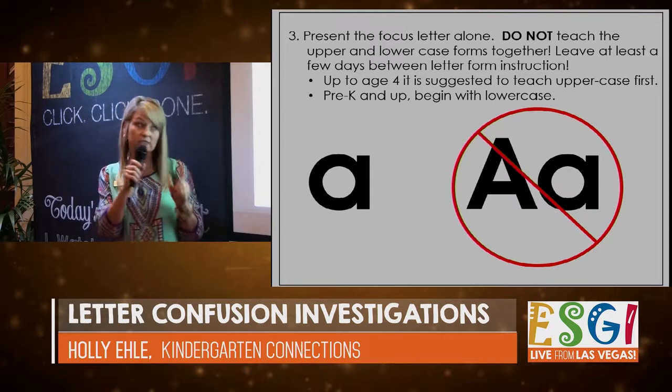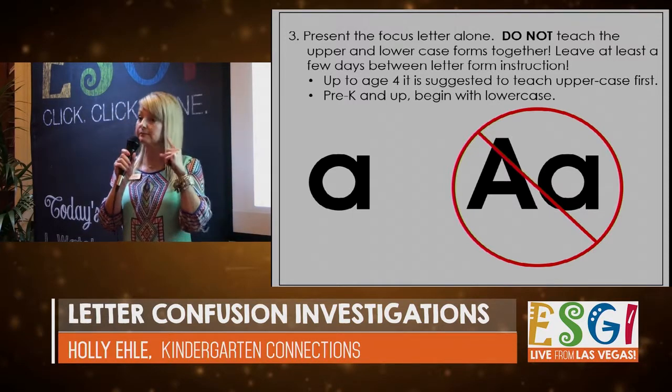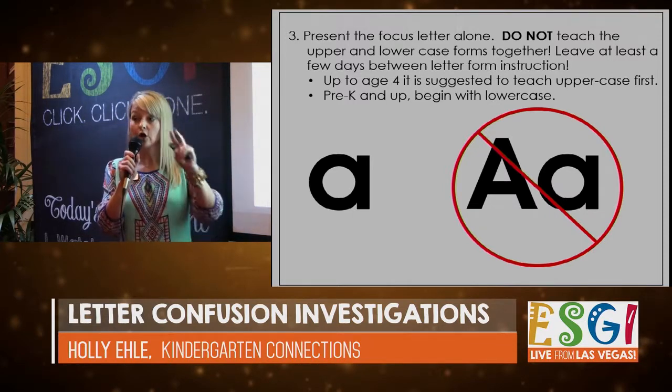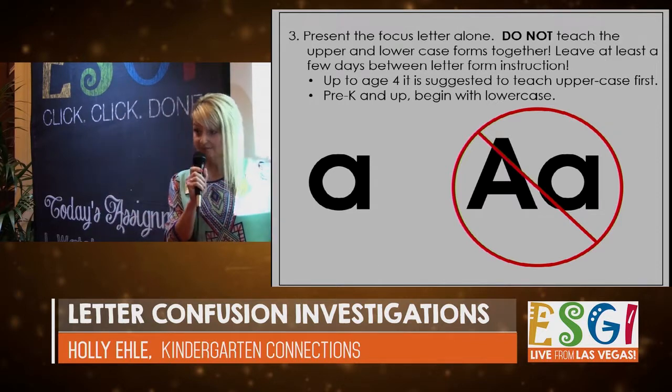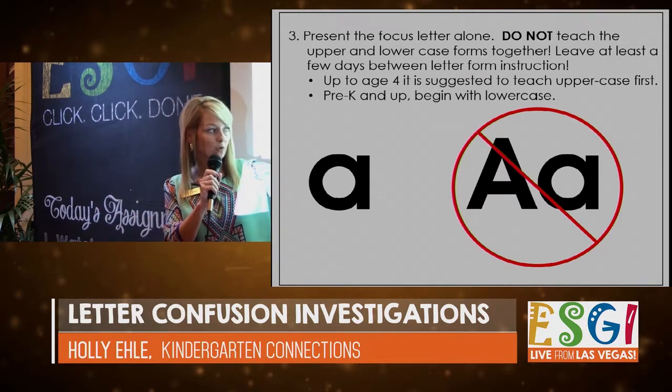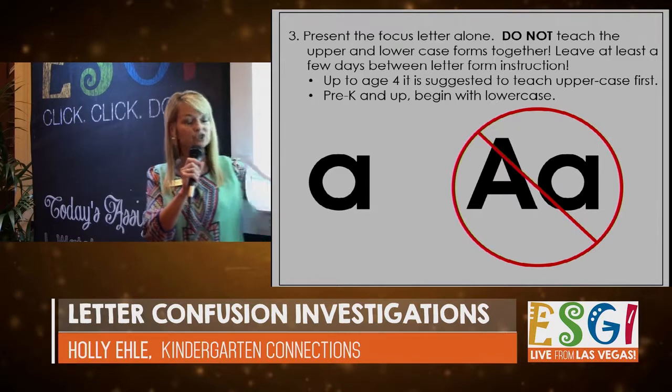Brain research says that you need to use specific language to tell them there are two forms of the letter A. It's an uppercase and lowercase. But to start with one.